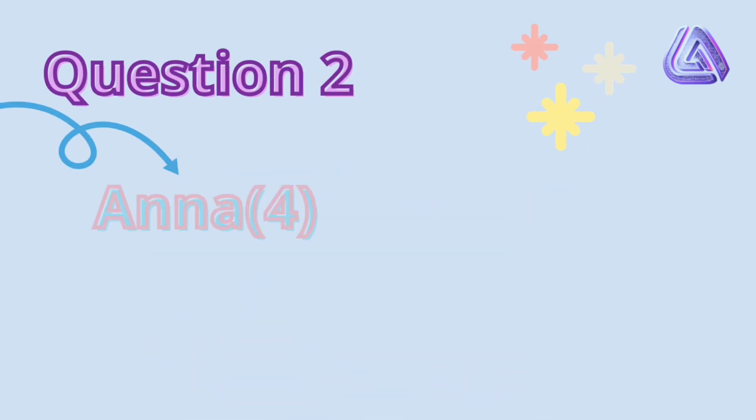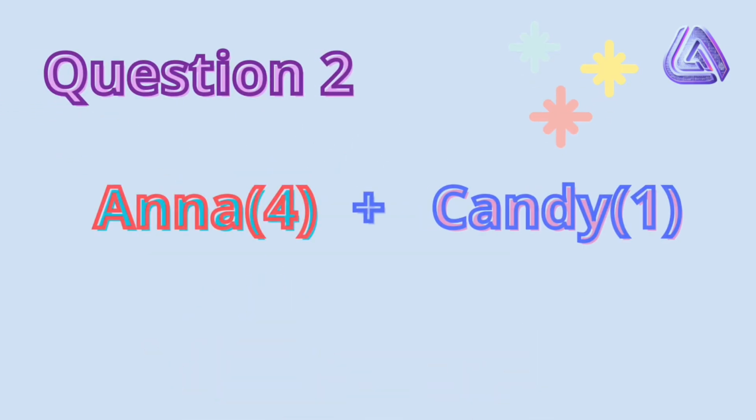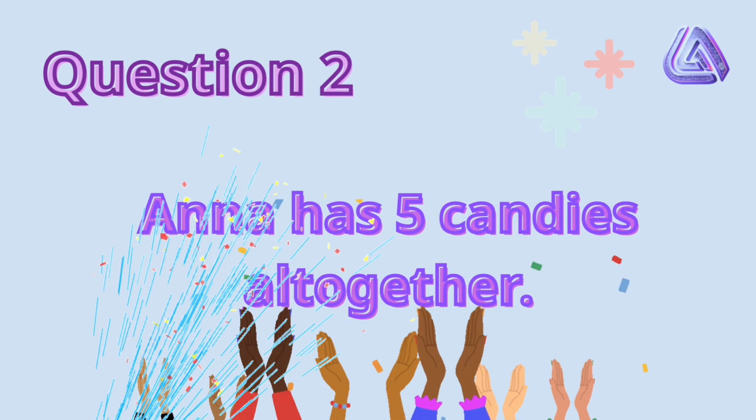Question 2. Anna has 4 candies, and she buys one more. So Anna has 5 candies altogether.